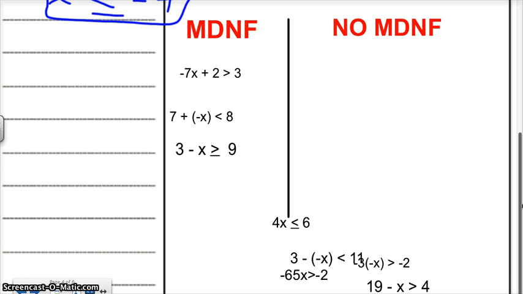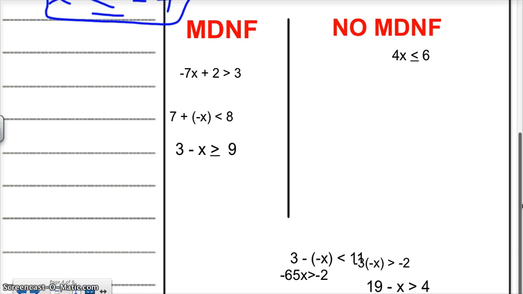4 times x is less than or equal to 6. Would I MD&F that? Do I have a negative to the left? No, I do not have a negative to the left. I would not MD&F it. I would not do it.